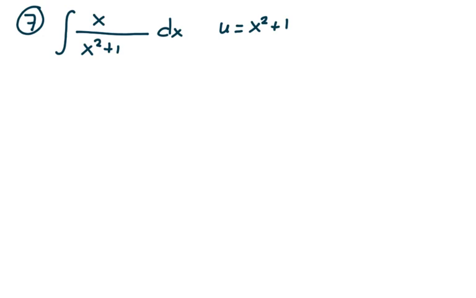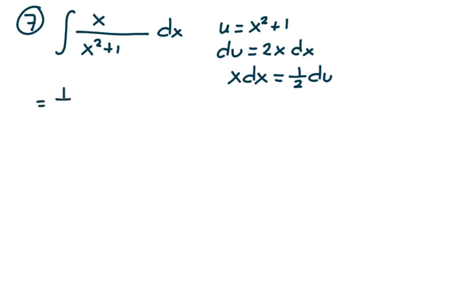Let's take a look at problem 7. Suppose we have the integral of x over x squared plus 1 dx. Now, this is an indefinite integral, so we're looking for a family of functions. So I'm going to let u equal x squared plus 1. My du is 2x dx. x dx is 1/2 du.